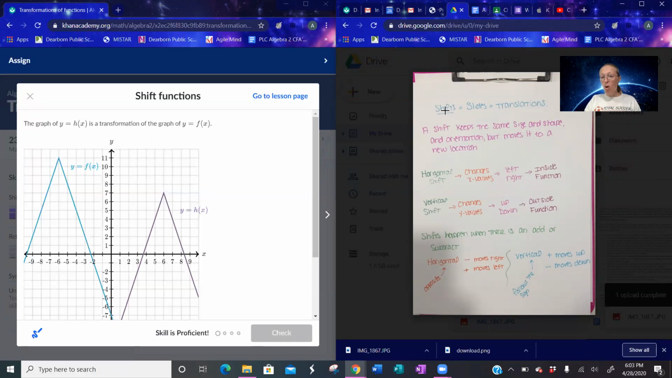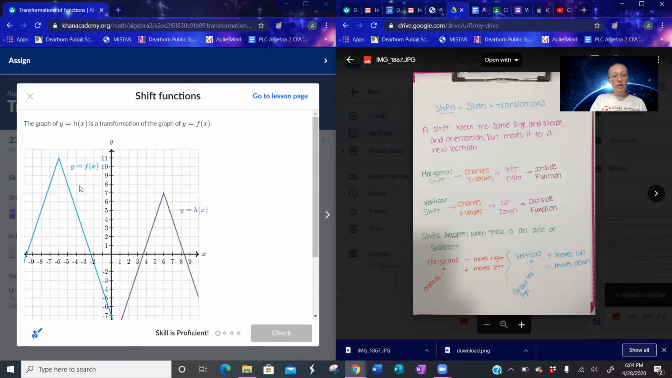We are going to know that it is a shift when we see something that's being added or subtracted. Want to remind you, because we've done these before, that when it's horizontal, it's always going to do the opposite. So when it's a minus, it moves right, and when it's a plus, it moves left. But for vertical changes, they follow the sign. So when it's a plus, it moves up, and when it's a minus, it moves down.